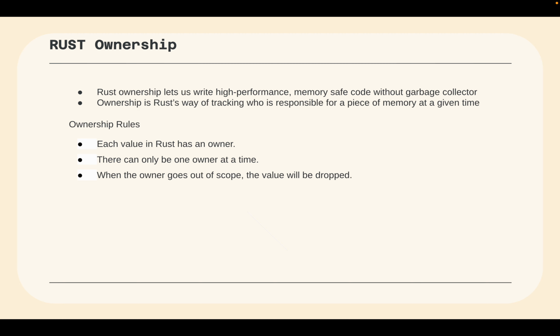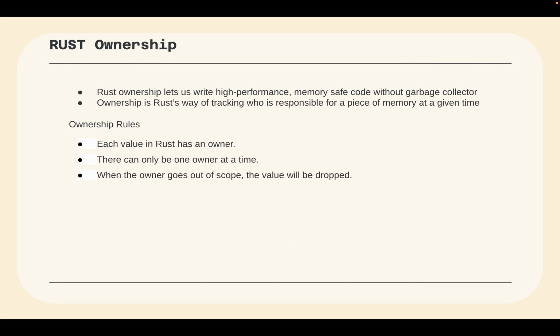Okay. So Rust ownership actually helps us to write high performance, memory safe code without a garbage collector. Ownership is Rust's way of tracking who is responsible for a piece of memory at a given time. So that is a basic definition of Rust ownership.